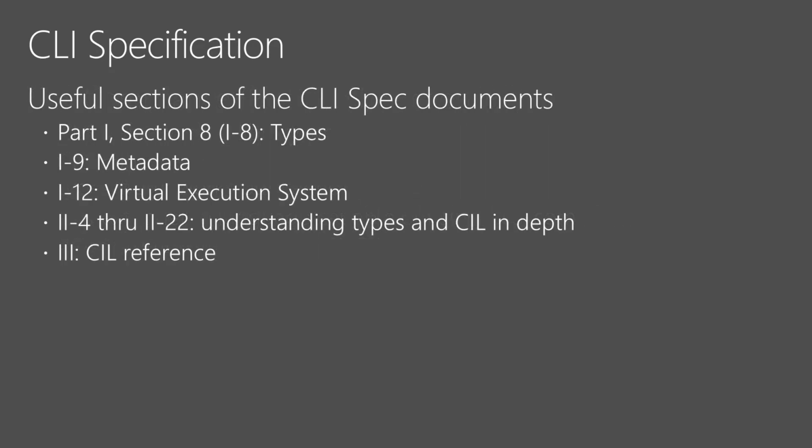If you're interested in diving into the CLI specification, these are the parts that I would suggest you look at, particularly if you're interested in getting below the level of the language itself. If you ever wanted to understand, after C# has compiled your code, while it's running, what the runtime is doing for you, all of these will be useful, particularly partition 3, which is a complete reference to the .NET bytecode set, also known as the Common Intermediate Language.